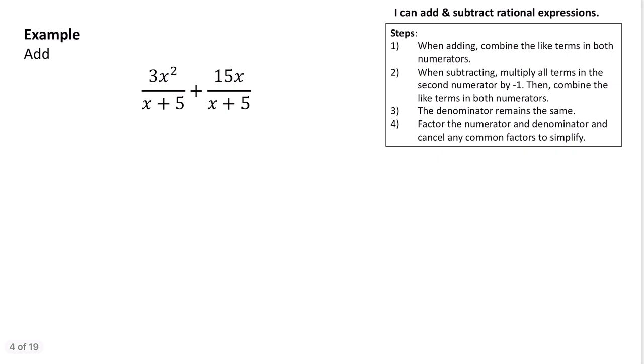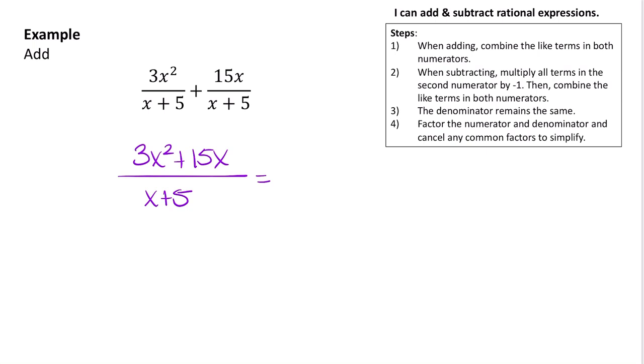So let's look at this first example. You can see here, I already have a common denominator. Both of these denominators are x plus 5, so I'm just going to go ahead and add my numerators together. That means I'm going to be adding 3x squared plus 15x, and that's going to stay over the common denominator, which is x plus 5. Now, because this is a rational expression, I need to go ahead and simplify whenever possible.